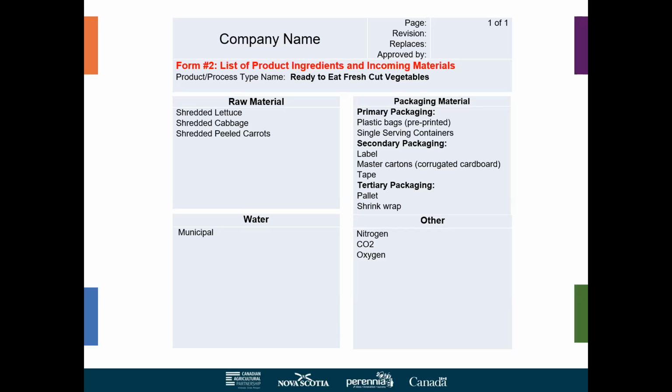Now here, we are going to list any inputs that are not going to be an ingredient, but may still contaminate your product if not controlled. So we're going to use municipal water. Maybe if it's well water, then you would put well water here. But for the purpose of this example, we're using municipal water to wash our fruits and vegetables. And if you're adding anything to your product, let's say you're adding CO2 to the bags, that information has to be here too, and you have to ensure you're using a food grade gas.